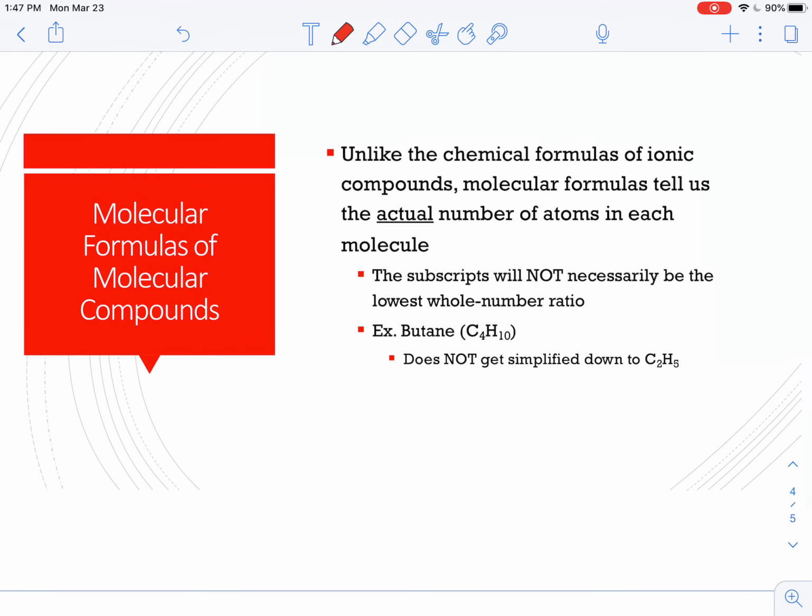So when we think about these molecular formulas, we're going to compare them to the ionic compounds we studied before. Whereas the ionic compounds told us the simplest whole number ratio between our different ions, our molecular formulas are going to tell us how many atoms we have in a molecule. So in many cases we aren't going to have a lowest whole number ratio. What we're dealing with is just the actual amount of atoms of each element within the compound.